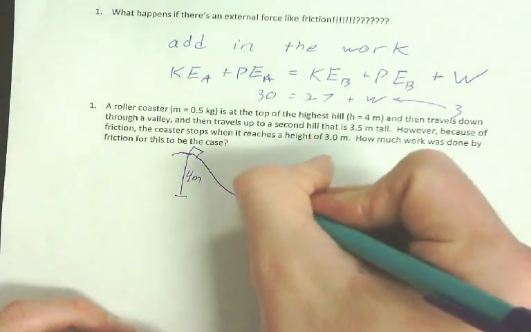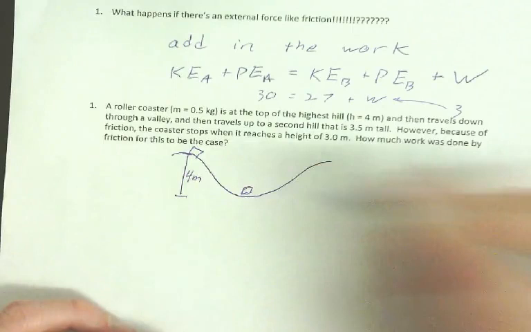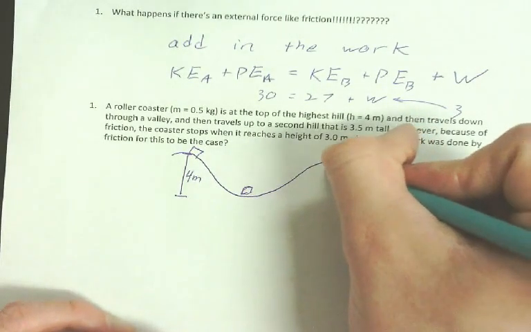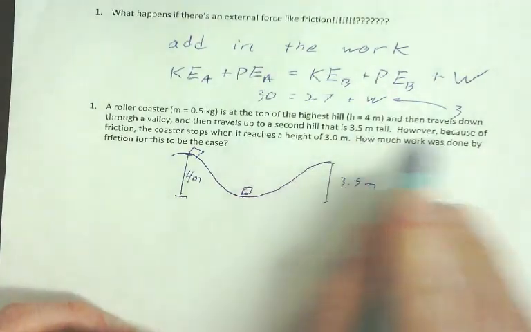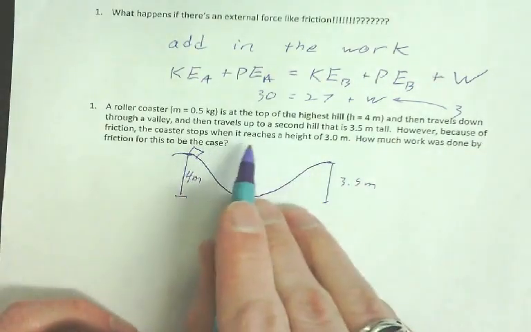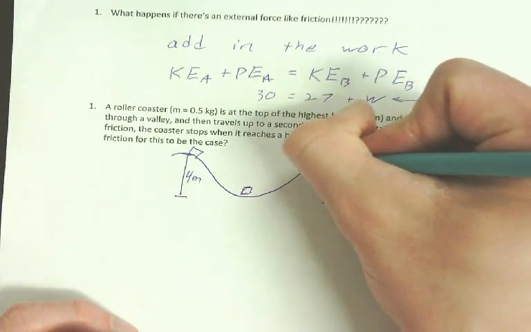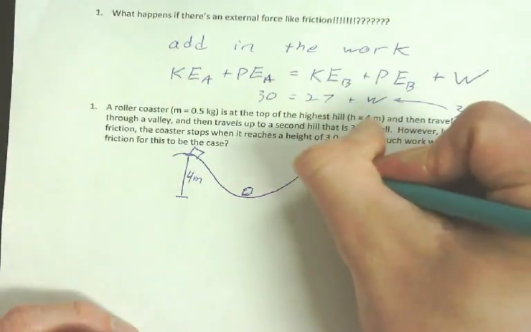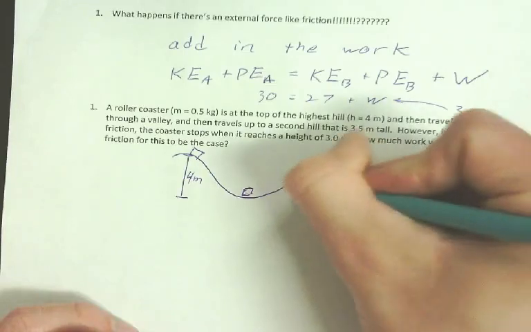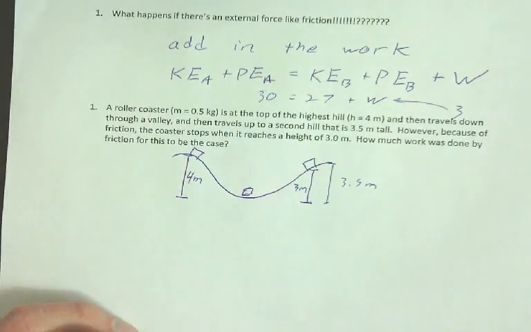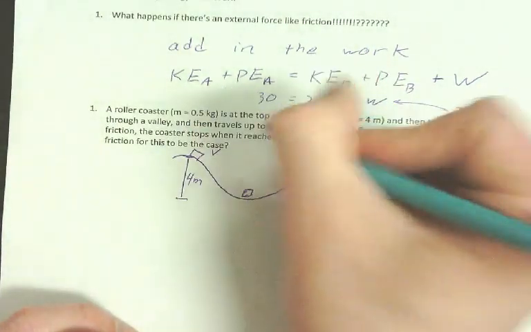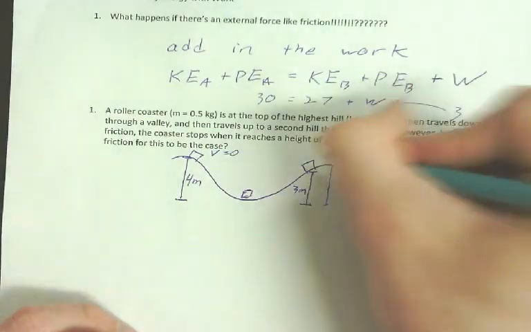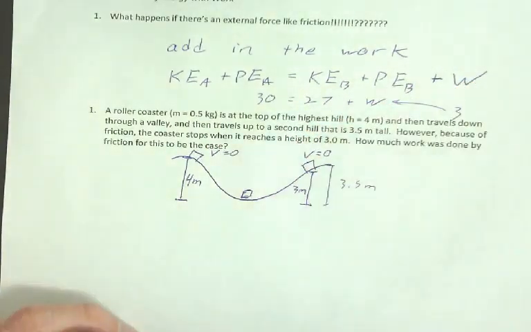Okay, travels down through a valley and travels back up to a second hill that's 3.5 meters tall. However, because of friction, the roller coaster stops when it's at a height of 3 meters. How much work was done by friction for this to be a case? So we can assume it started at rest again. And it's also going to end at rest because it says it stops.